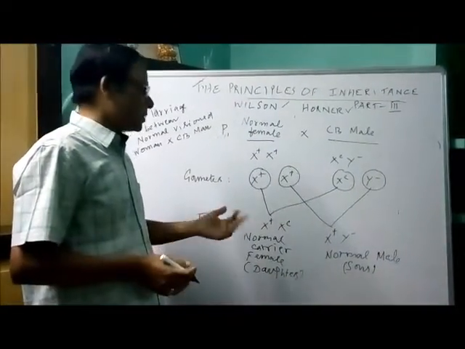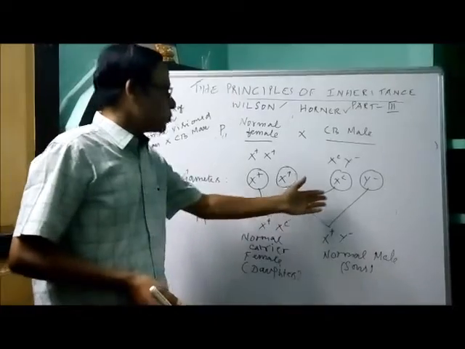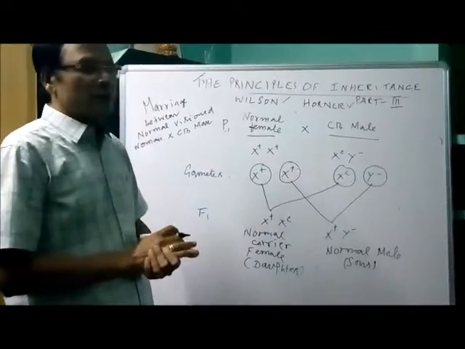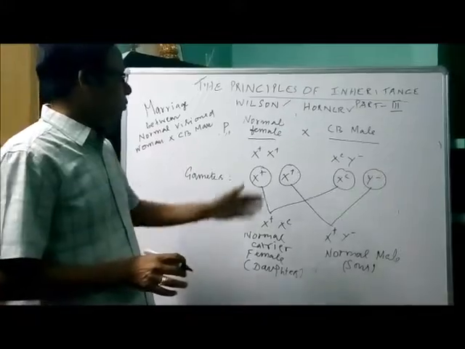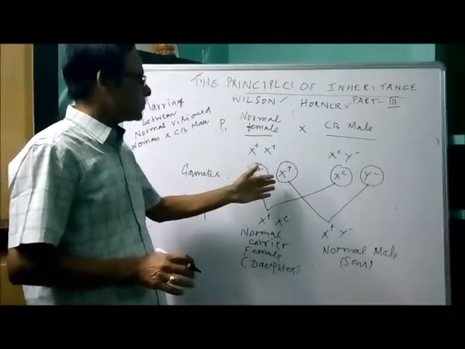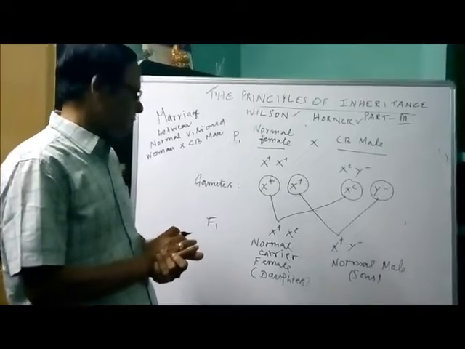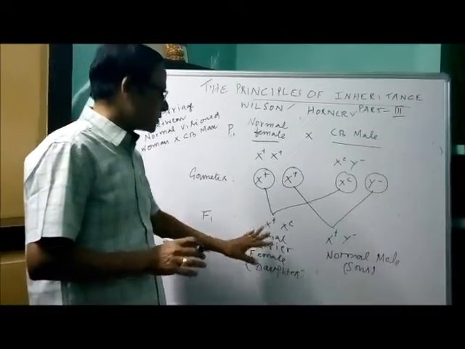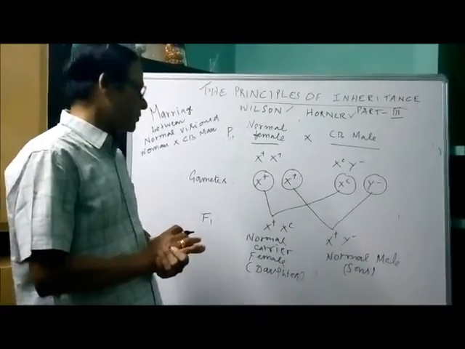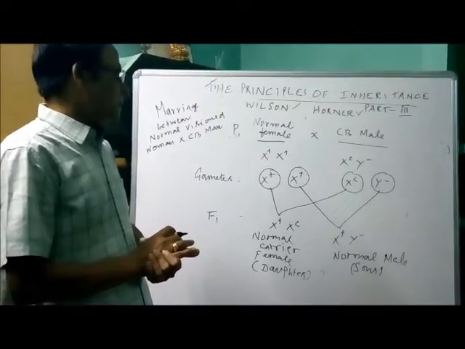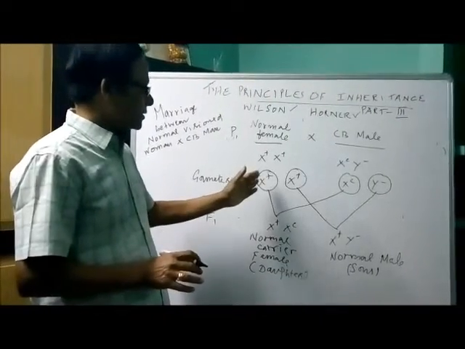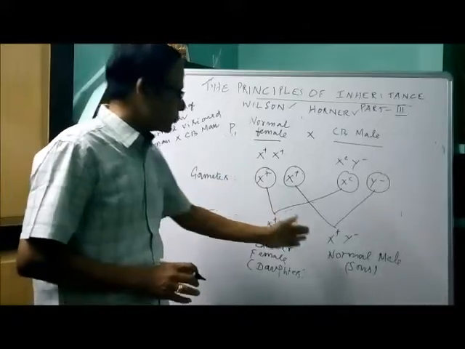Similarly, as you see, the female receives X chromosomes from both mother and father. That's why we have X plus X^c. These individuals are externally normal but carriers for the gene c. Again, you see, the character is transmitted from female to male.